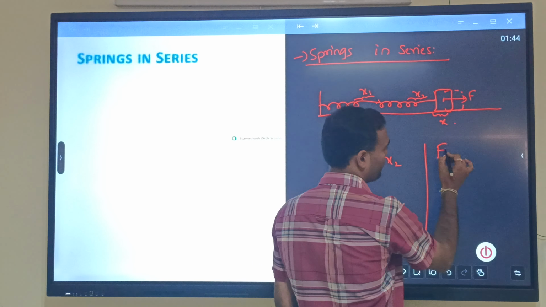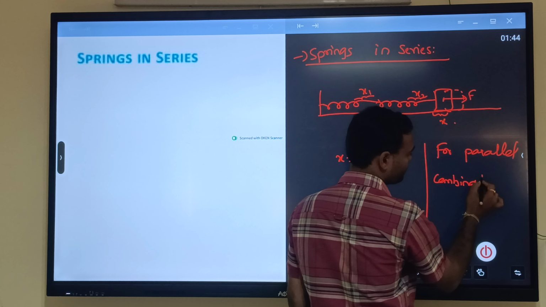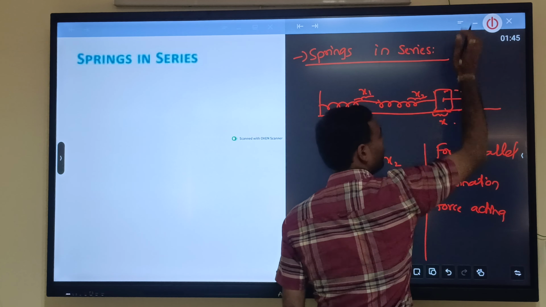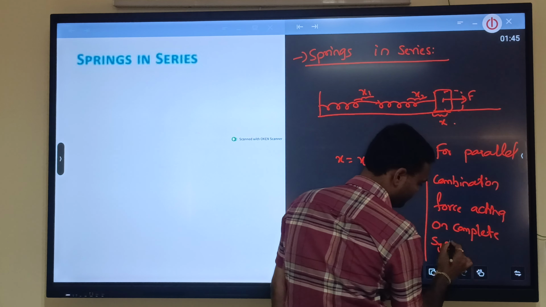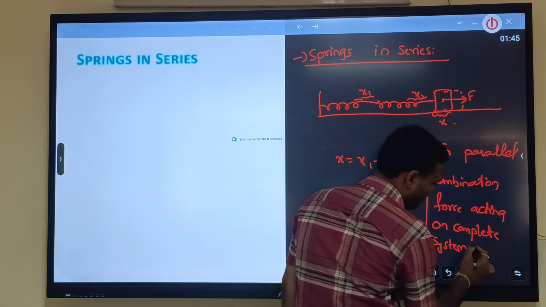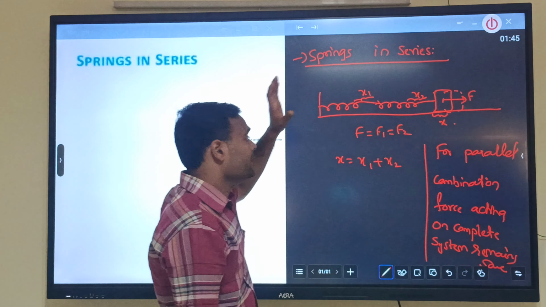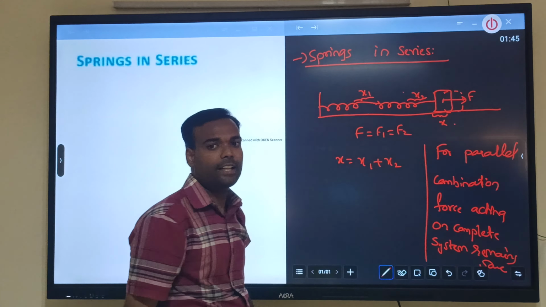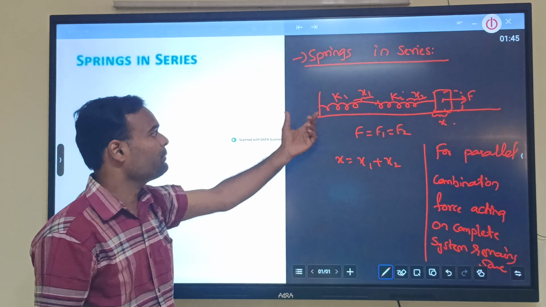But for series combination, the force acting on the complete system remains the same. That is, here F equals F1 equals F2. That means the amount of force acting on this spring equals that on the other spring, which equals the total force acting on the system. And K1 and K2 are the spring constants of the first spring and second spring.